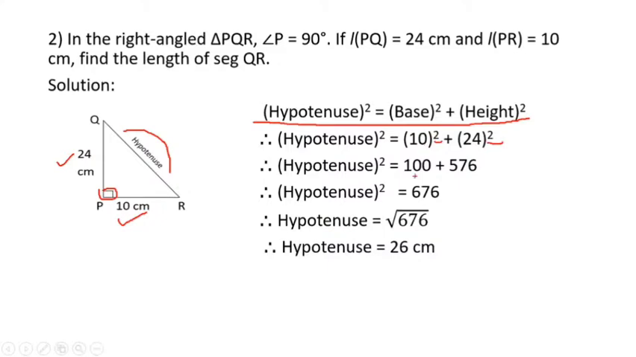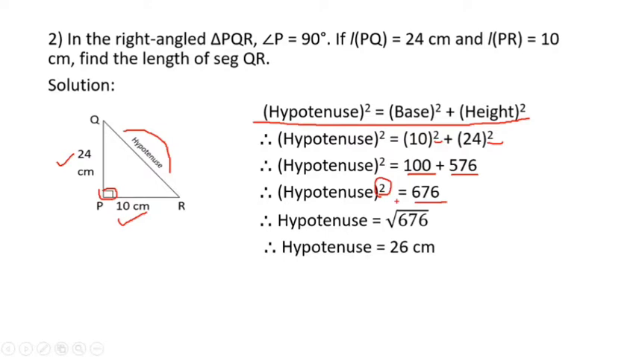Now 10 tens is 100. 24 multiplied by 24 will give you 576. Addition of 576 with 100 will give you 676. This is hypotenuse square. This is not our final answer. We have found the hypotenuse square. Out of that, we want to find out only hypotenuse.